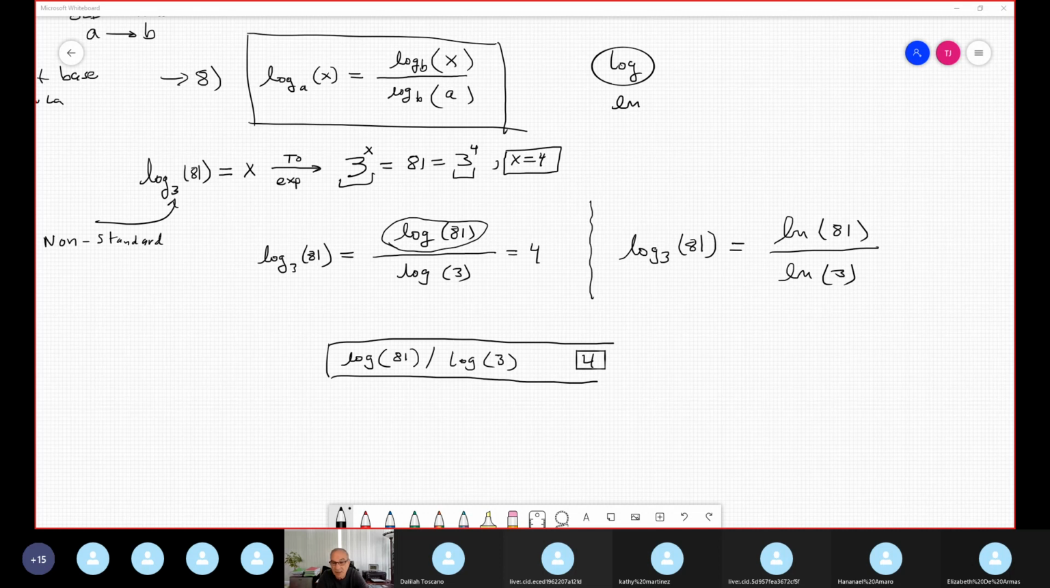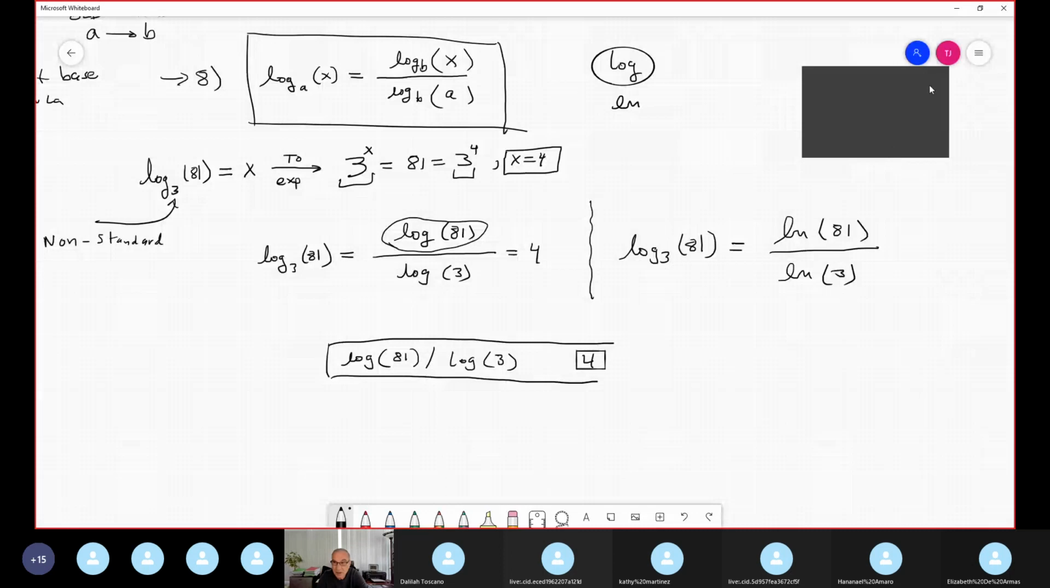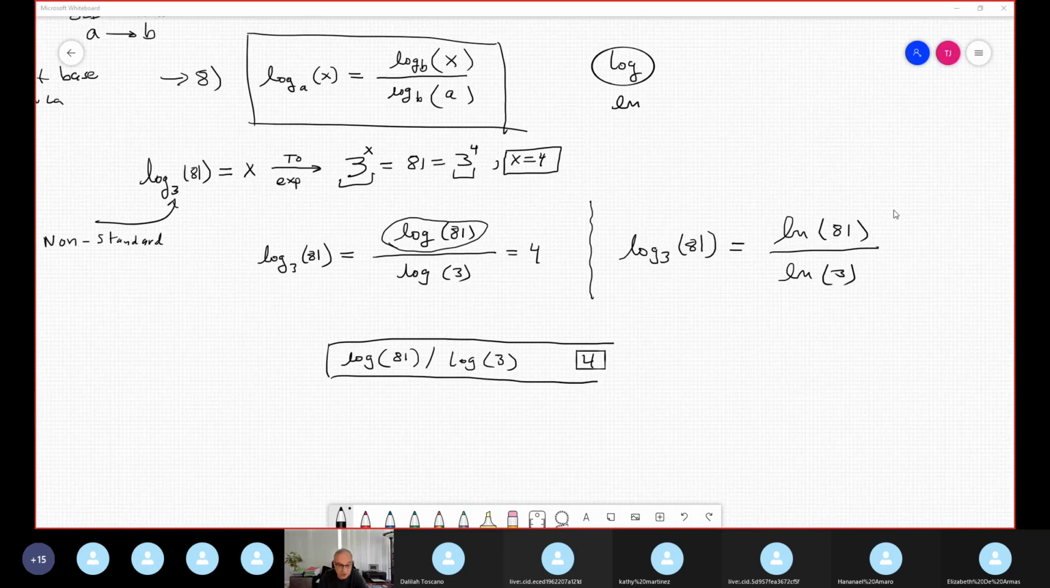4. Sabrina says, I got it. I have 4. It's the same answer, right? So basically, the only thing I did was the conversion from non-standard, which is base 3, to standard, but it doesn't matter which standard I select, natural or common, and the answer doesn't change. It's the beauty. Super.